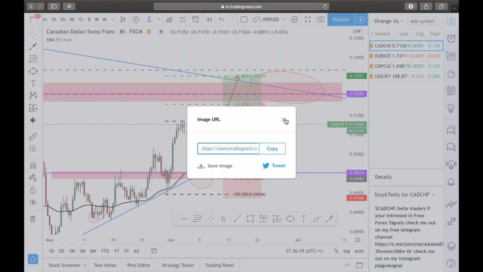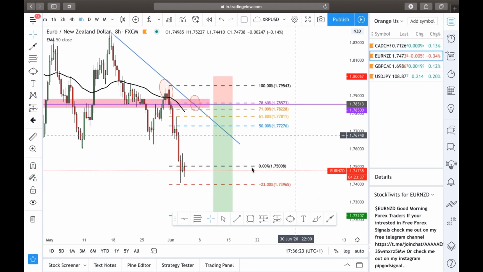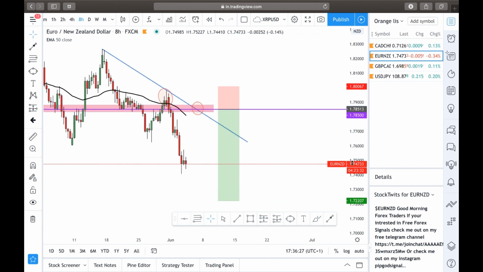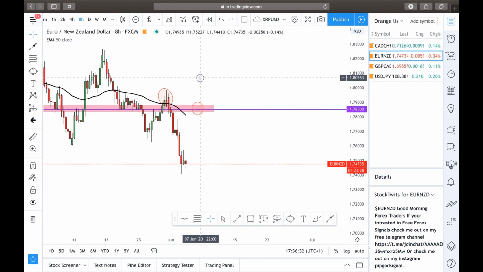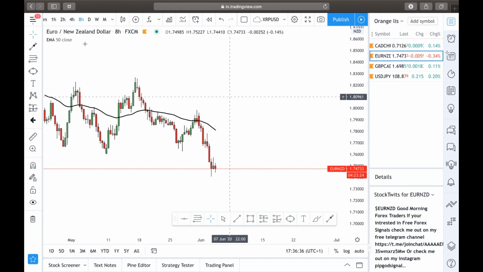So that's looking good. And then you've got Euro New Zealand dollar, which is in a downtrend right now. I'll just delete all this for a second, and I'll show you what I'm looking for. It takes 2 touches to make a trend line. So it's a clear chart.